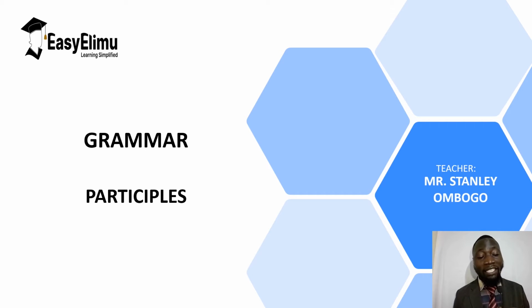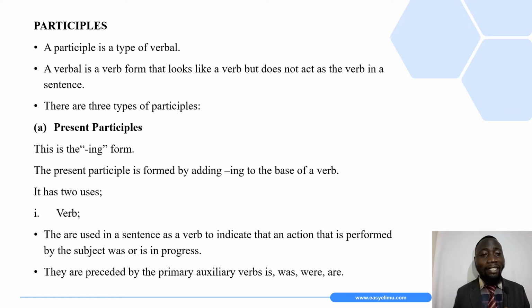So dear students, this is another exciting episode that we have, and in this video, allow me to take you through participles, and this is an area in grammar that is also tested. And talking about participles, a participle is a type of verbal. So a verbal is a verb form that looks like a verb but does not act as the verb in a sentence. Then another thing is that there are three types of participles.